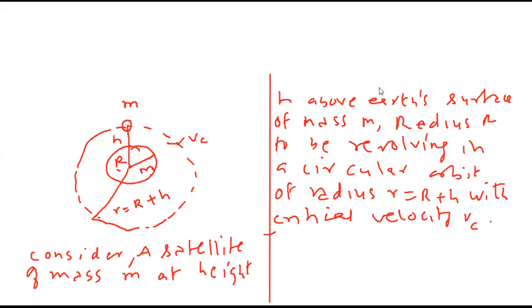I'm just clearing this. So far we have written the specification about a satellite whose mass is m, which is at height h from the surface of Earth, whose radius is R and mass is M, revolving in a circular orbit of radius r plus h from center to center with speed vc.